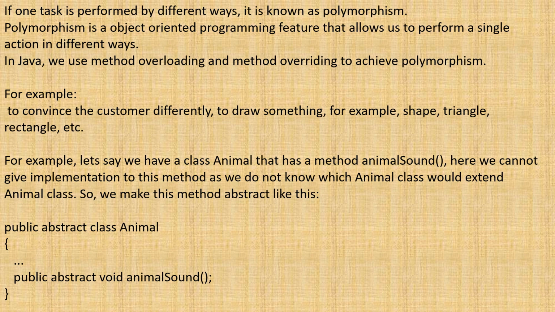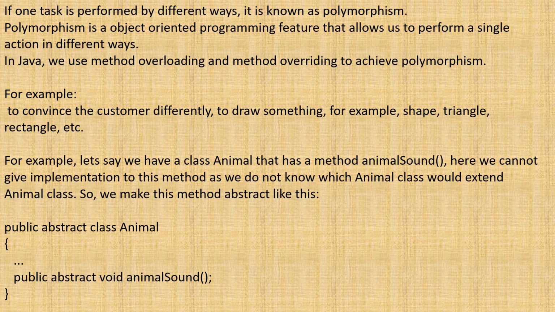If one task is performed in different ways, it is known as polymorphism. Polymorphism is an object oriented programming feature that allows us to perform a single action in different ways. In Java, we use method overloading and method overriding to achieve polymorphism. For example, to convince the customer differently, or to draw something, for example, a shape: triangle, rectangle, etc.